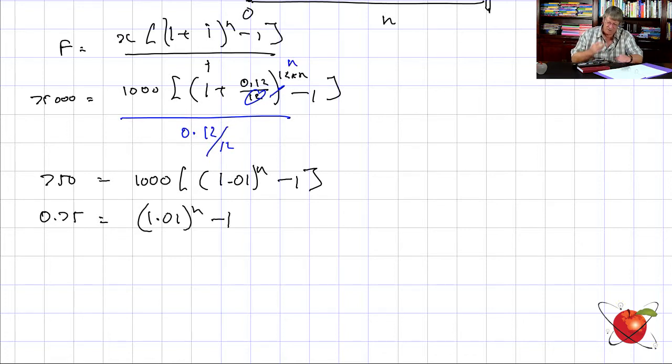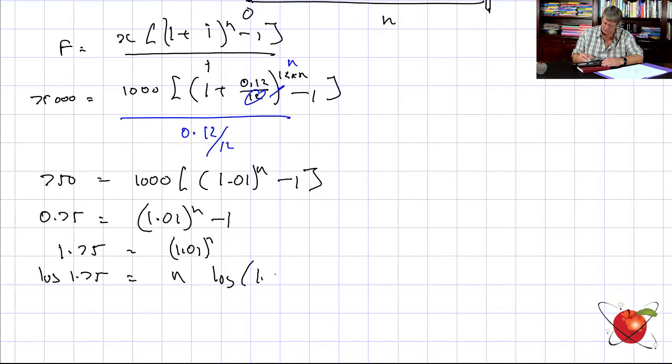And that's going to go across, and the end result is we're going to have 1.75 equals 1.01 to the power of n. Take logs: log of 1.75 is equal to n times log of 1.01, and calculate n. N turns out here to be 56.24. But what have I got? I am now going to do it with the 12n. So I've got n is going to be 56.24.